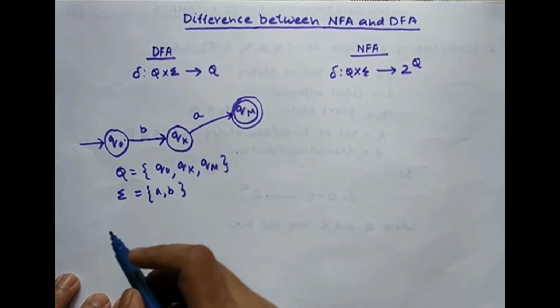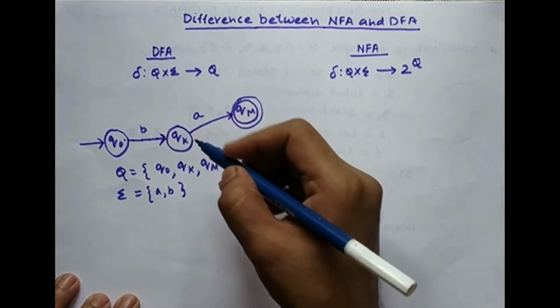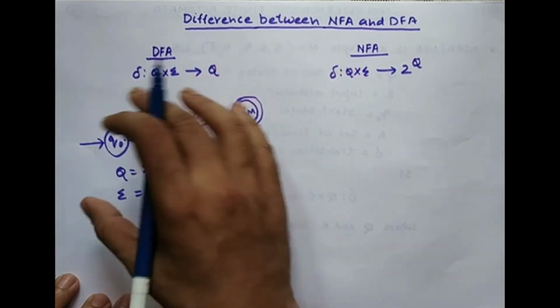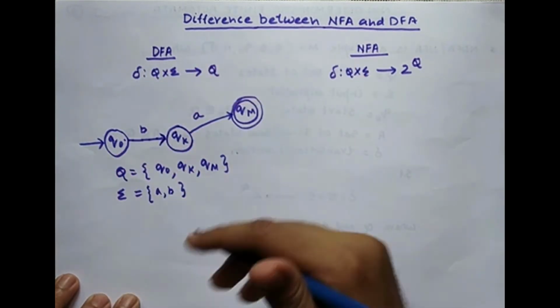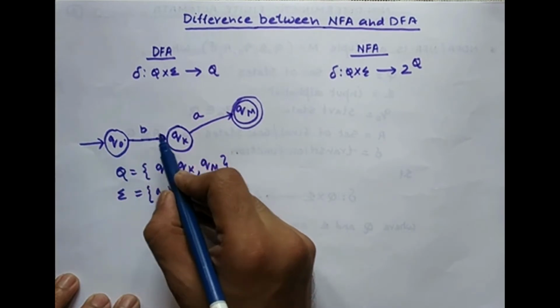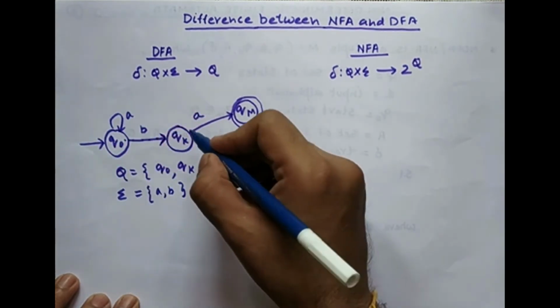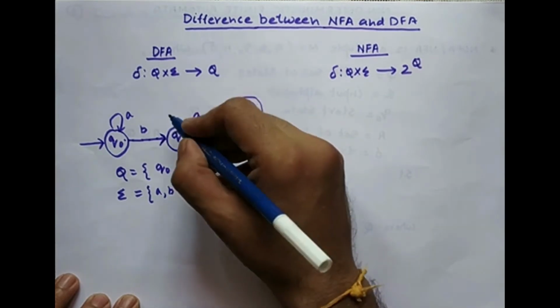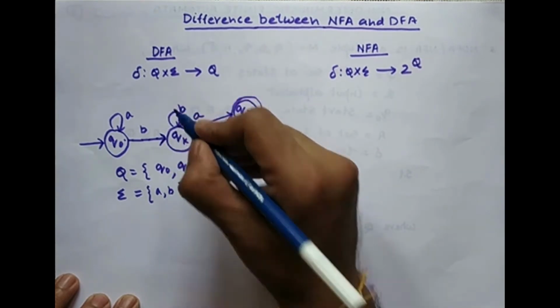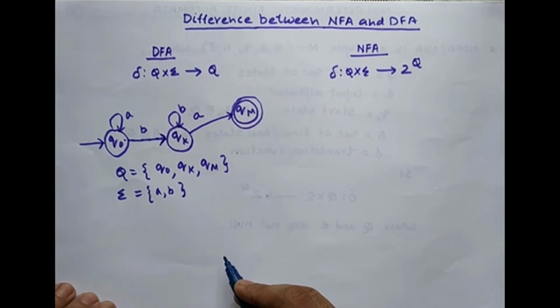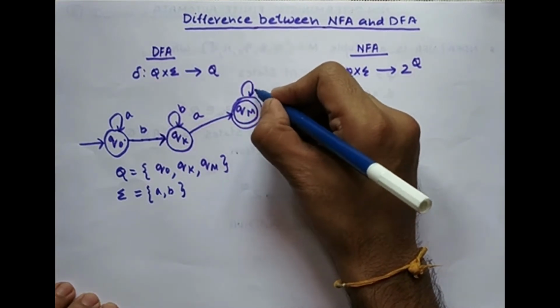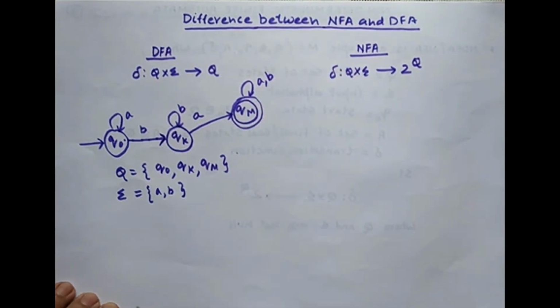Just to see the transitions, I will draw this as a full DFA and then we will check. Suppose q0 on b goes to qk, q0 on a goes to itself, qk on a goes to qm, qk on b goes to itself, suppose. And qm on reading a or b remains in itself.